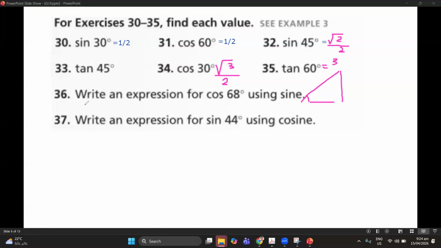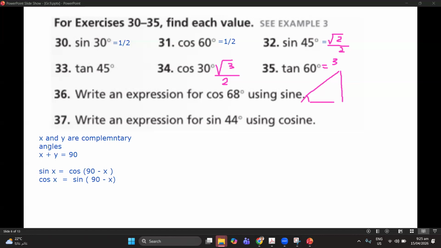Right. Now, for numbers 36 and 37, I told you yesterday that if I have two angles, x and y, that are complementary angles, which means that the sum of angle y plus angle x gives me 90, then sine of x is the same as cosine of 90 minus x, and cosine of x is the same as sine of 90 minus x.